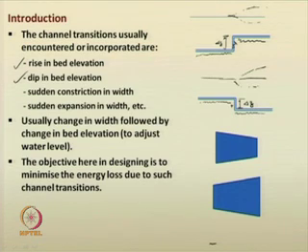Another type of channel transition that may be encountered is when the width of the channel decreases. Here say the width is quite large and here it is quite less. You may also see a similar situation, say a quite wide rectangular channel getting constricted into a narrow rectangular channel. Similarly, you may also see a sudden expansion in width. Here you can see there is an expansion in the width from this location to this location.